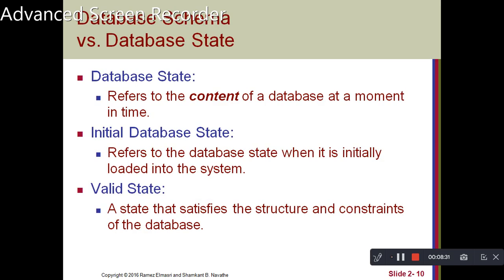Database state refers to the content of a database at a moment in time. Initial database state refers to the database state when it is initially loaded into the system. So what is the initial database state?